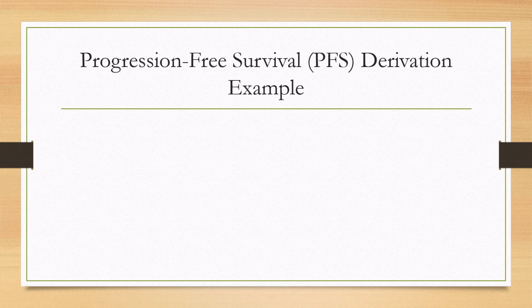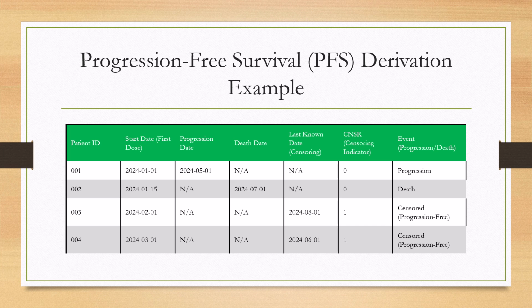Let's understand this progression free derivation with an example. Here I am showing you the data for 4 subjects. Patient 1 experienced progression, and the PFS time was from the start date, which is the first dose, on 1st January 2024, to the progression date on 1st May 2024. This subject did not experience death. And since it experienced the progression, the censoring indicator variable is marked as 0 and the event is progression.